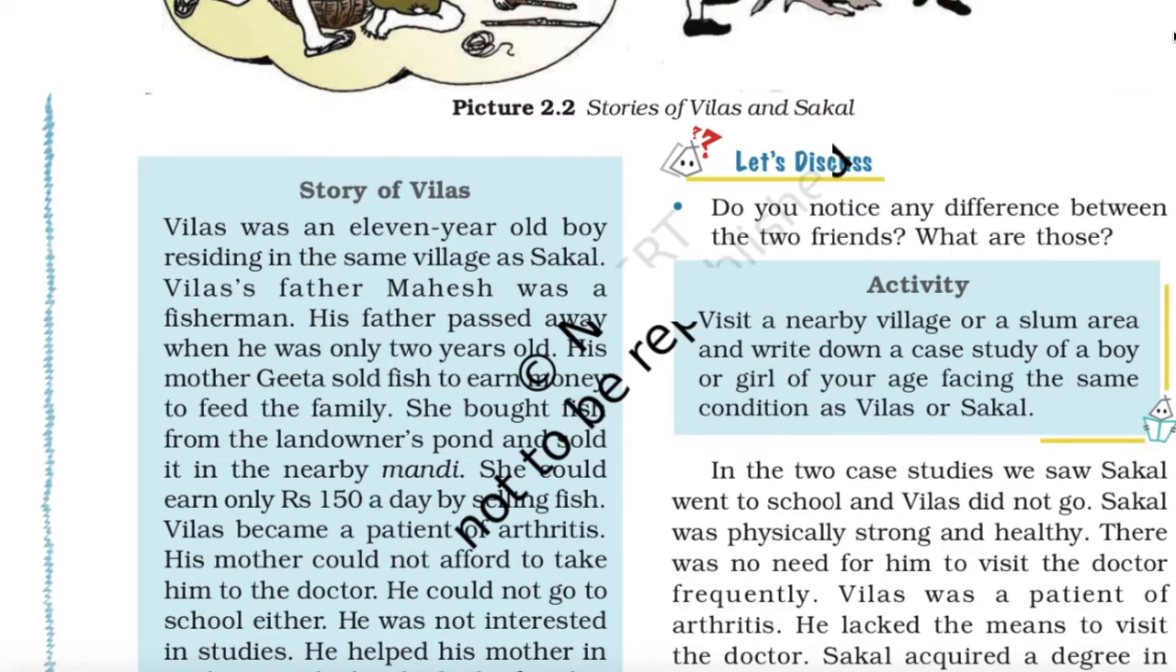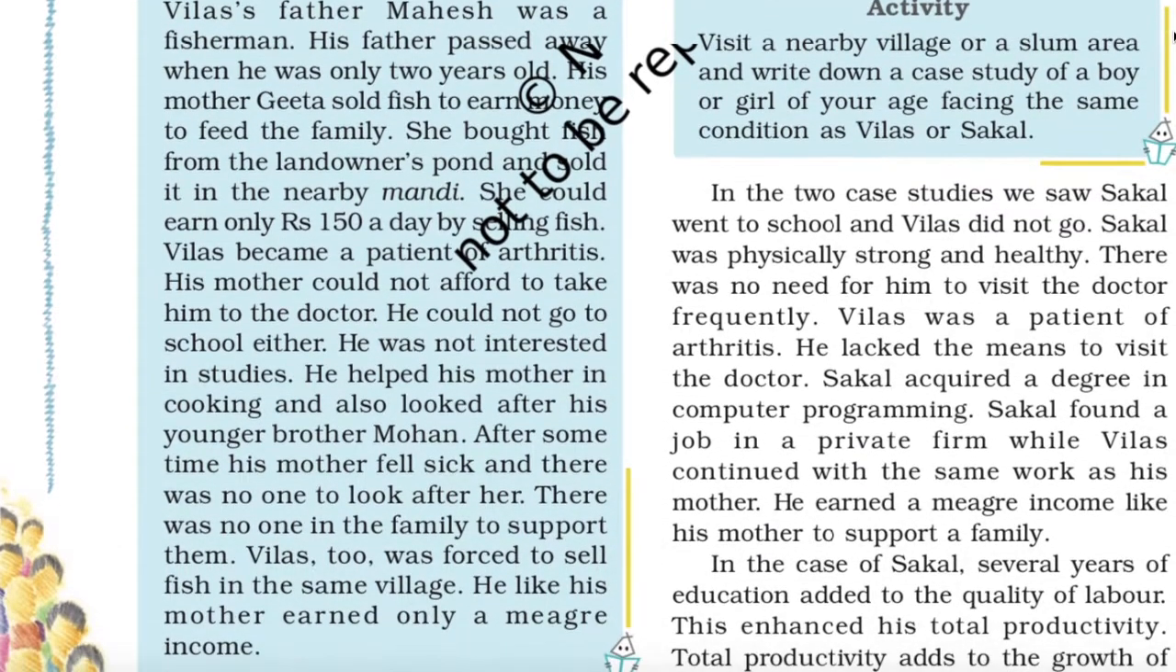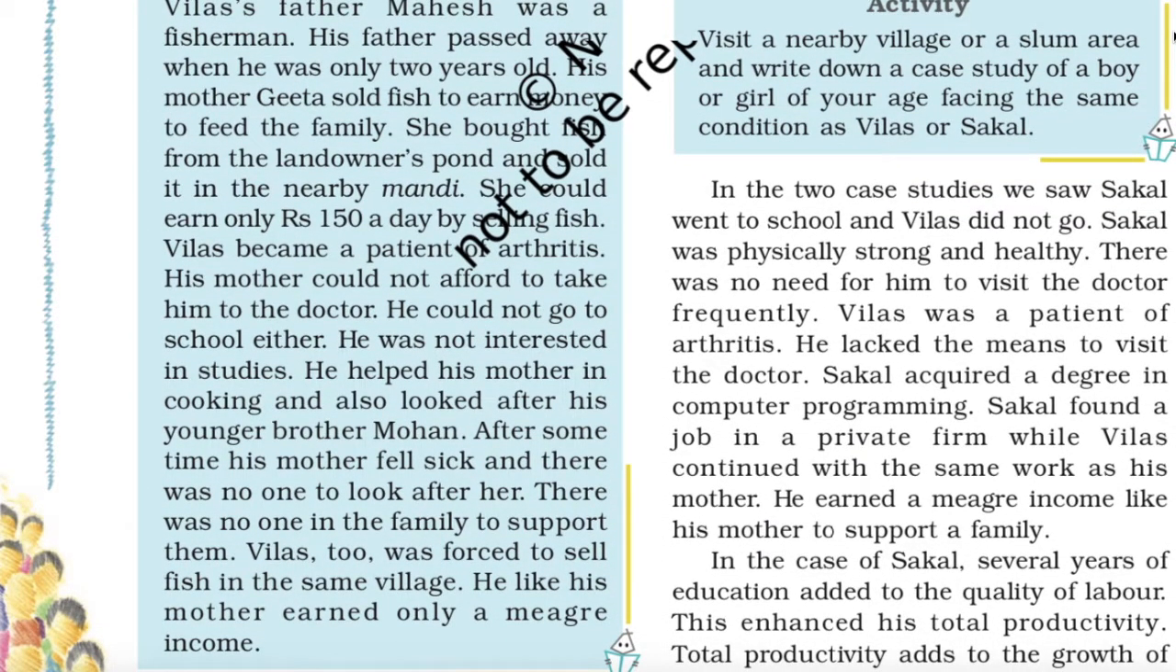Do you notice any difference between the two friends? What are those? In the two case studies, we saw Sakal went to school and Vilas did not go. Sakal was physically strong and healthy. There was no need for him to visit the doctor frequently. Vilas was a patient of arthritis. He lacked the means to visit the doctor.